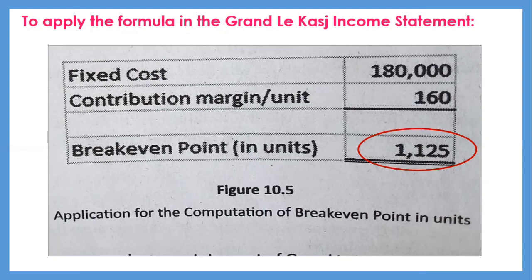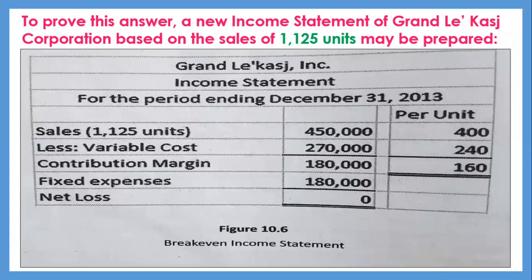Now, how do we prove this answer then? To prove this answer, a new income statement of Grand Lecas Corporation based on the sales of 1,125 units may be prepared. Now, as you can see on figure 10.6, this is an example of a break-even income statement. So again, based on our computation, our sales is 1,125 units. And as you can see on the right side, its per unit is equivalent to 400 pesos.